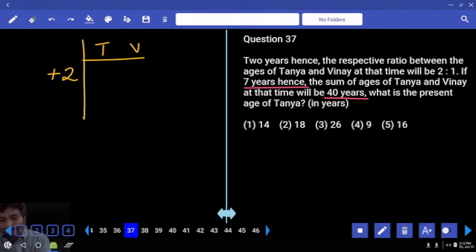That is after 7 years. To come back to after 2 years, how many years per person do we have to subtract? 5. Both together, 10. If 10 is subtracted from 40, how much do you get? So 30 must be divided in the ratio 2:1. 20. The other number is not required because the question is about Tanya. Tanya's age will be 20 after 2 years, then present. Over.